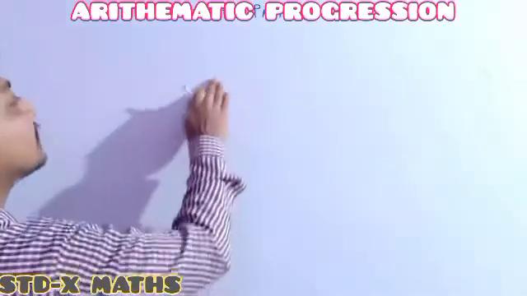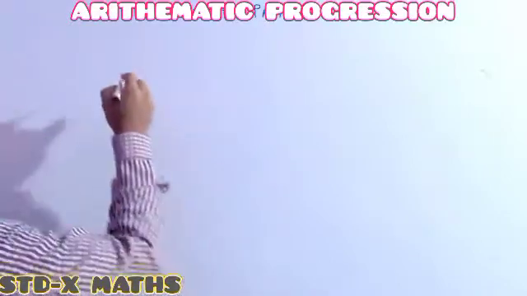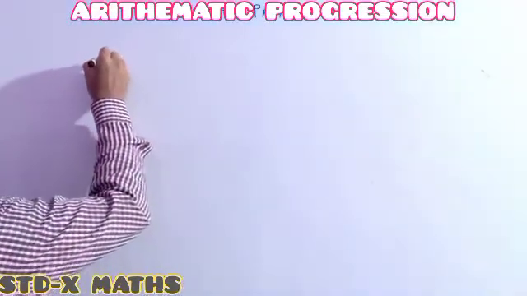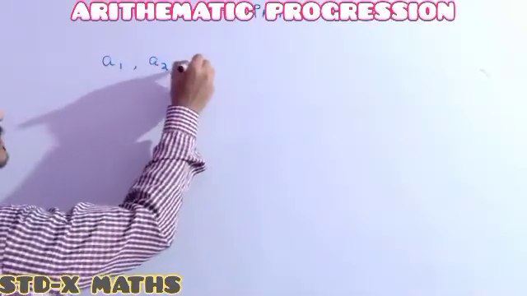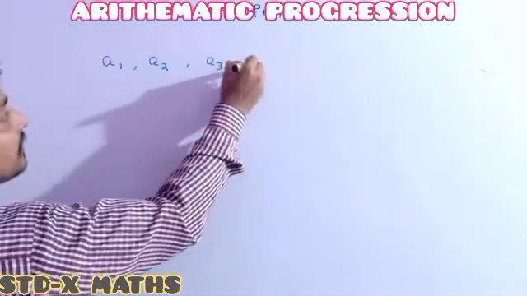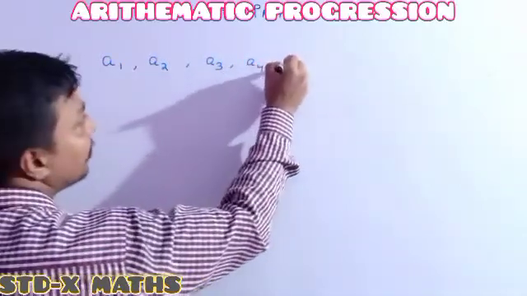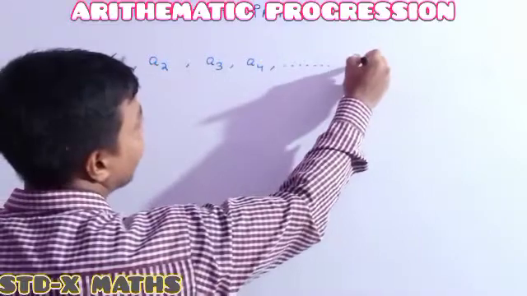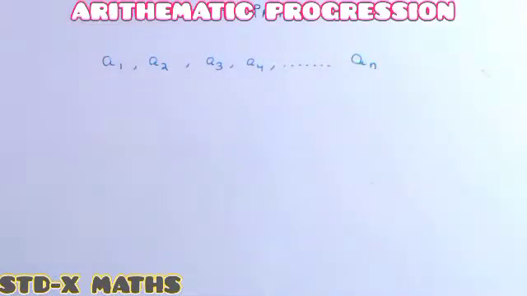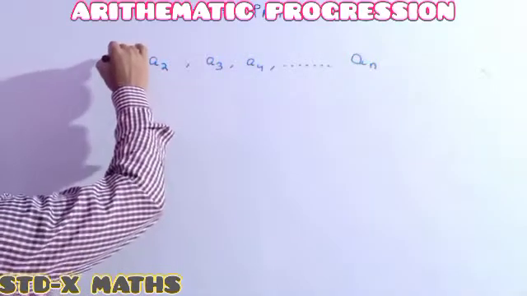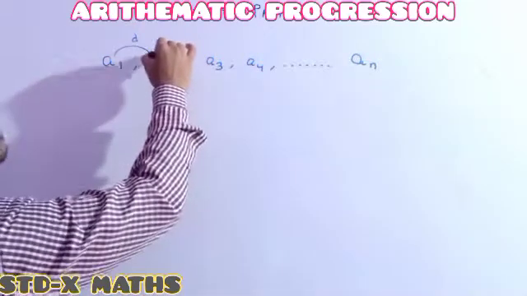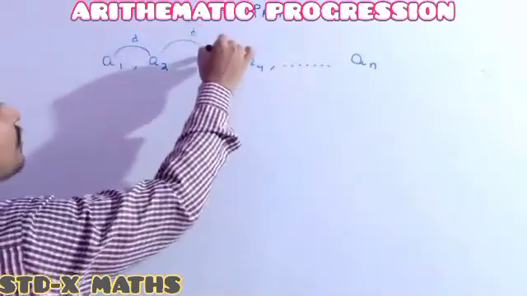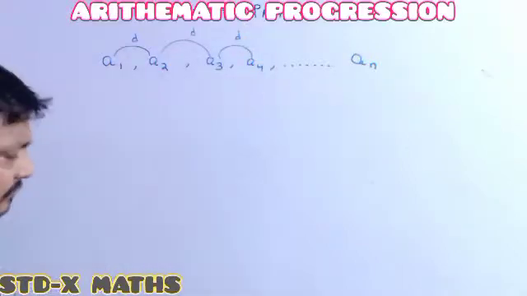See, in the same way here I am showing, everyone you just have to see. Here suppose A1, this one is our A2, this one is our A3, next one is our A4, up to the last term of the AP, which is our AN. And here I am saying the common difference is D. From A1 to A2 the common difference is D. Everywhere the common difference is D.